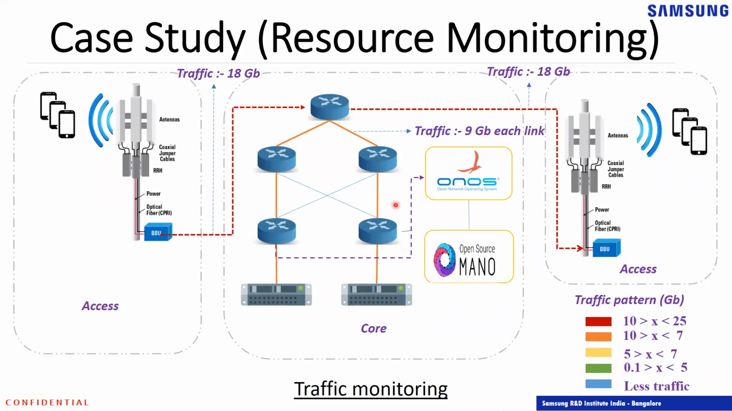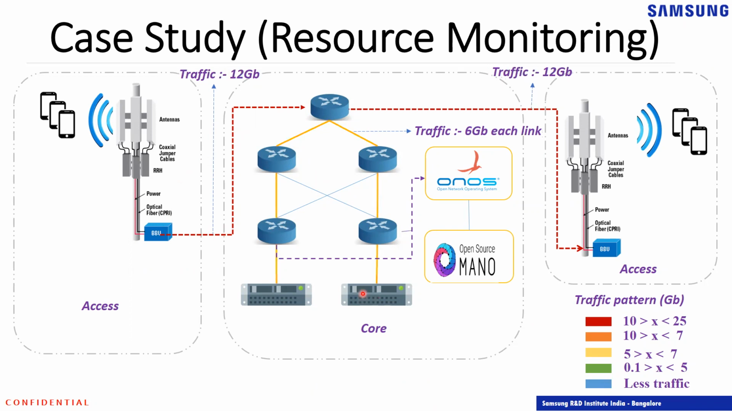So now the traffic flow starts from 18 gig. It will be equally split into 9 gig on each UPF. So here both UPFs are running in load balancing mode. So now it is 12 gig. It is split into 6 gig on each UPF.